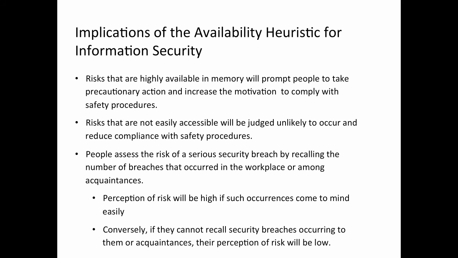Implications of the availability heuristic for information security. Risks that are highly available in memory will prompt people to take precautionary action and increase the motivation to comply with safety procedures. Risks that are not easily accessible will be judged unlikely to occur and will therefore reduce compliance with safety procedures. In the security policy context, people assess the risk of a serious security breach by recalling the number of breaches that occurred in the workplace or among acquaintances. To the extent that such occurrences come to mind easily, their perception of risk will be high. Conversely, if they cannot recall security breaches occurring to them or to acquaintances, their perception of risk will be low. Okay, so how easily we remember things or how easily threats come to mind is directly related to the actions that we take to prepare for them.